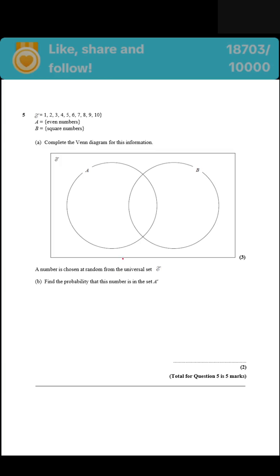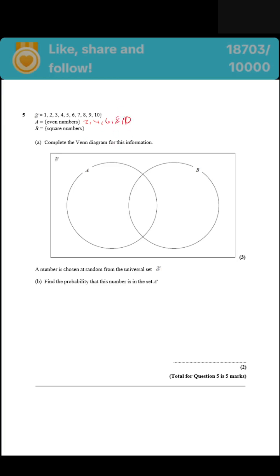OCR does have Venn diagrams as well. This isn't OCR, this is Edexcel for those who are asking. So we've got a set of numbers, so 1, 2, 3, 4, all the way up to 10. A is all the even numbers, and B is all the square numbers. Before I go on to actually draw on the Venn diagram, the first thing I need to do is list what those sets of data would be. So even numbers, 2, 4, 6, 8, and 10.